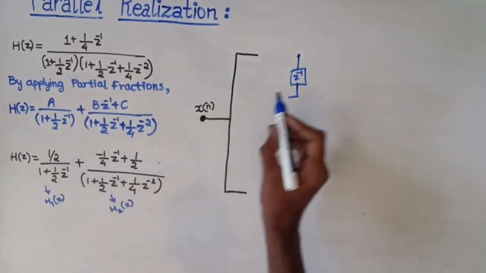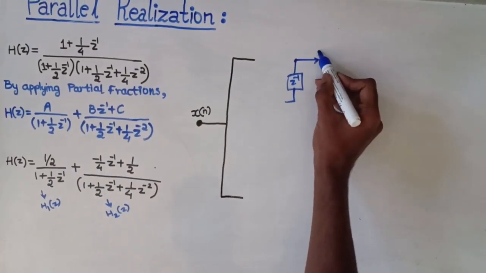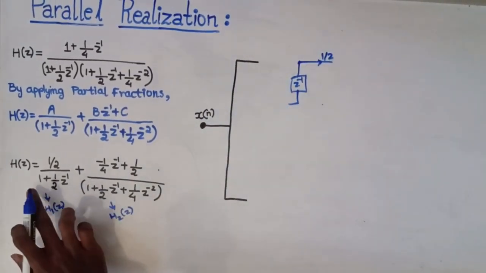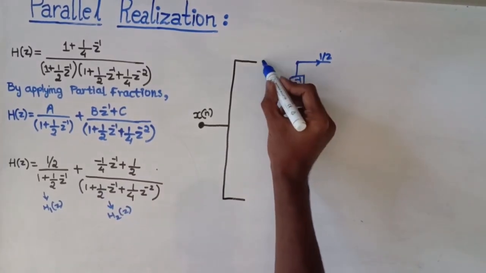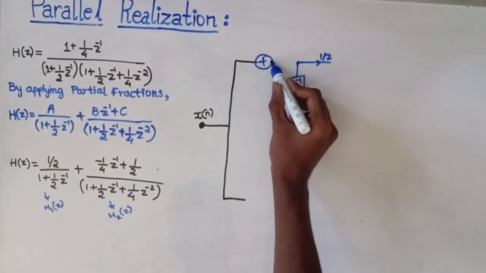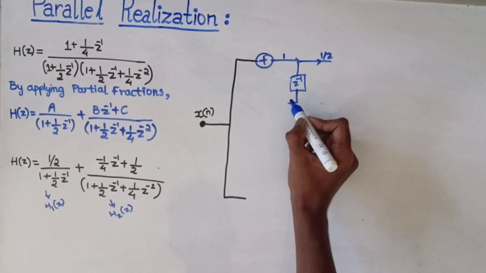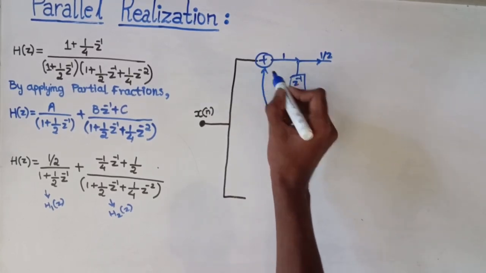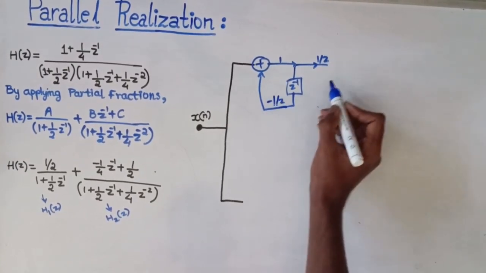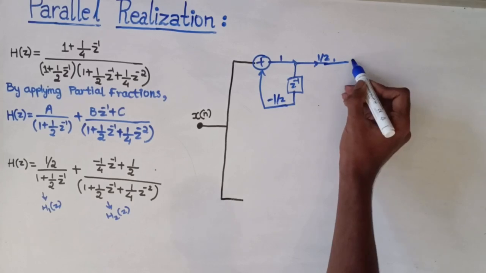In the numerator we have 1/2. This is 1/2. In the denominator, 1 plus 1/2 z^-1, the plus 1/2 becomes minus 1/2. This is our H1(z).